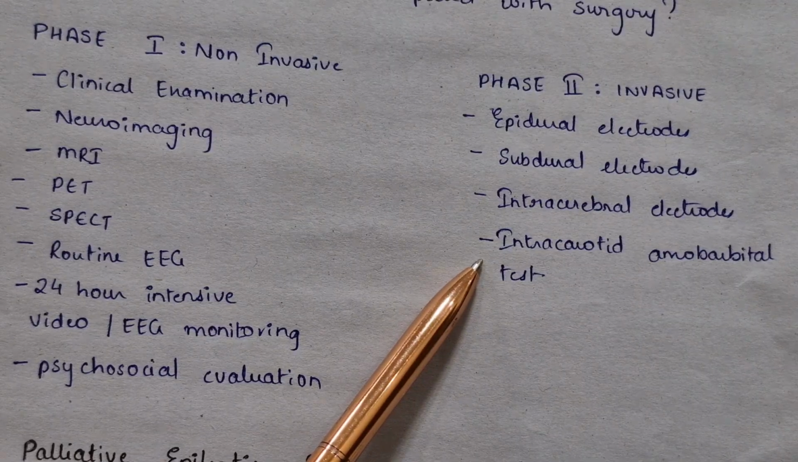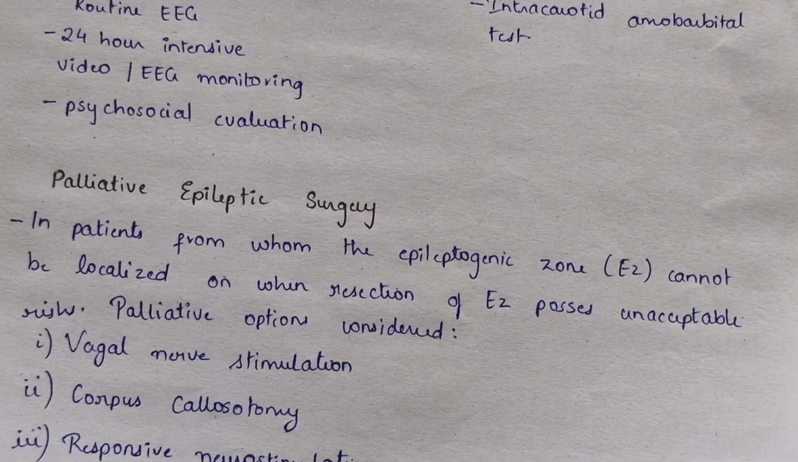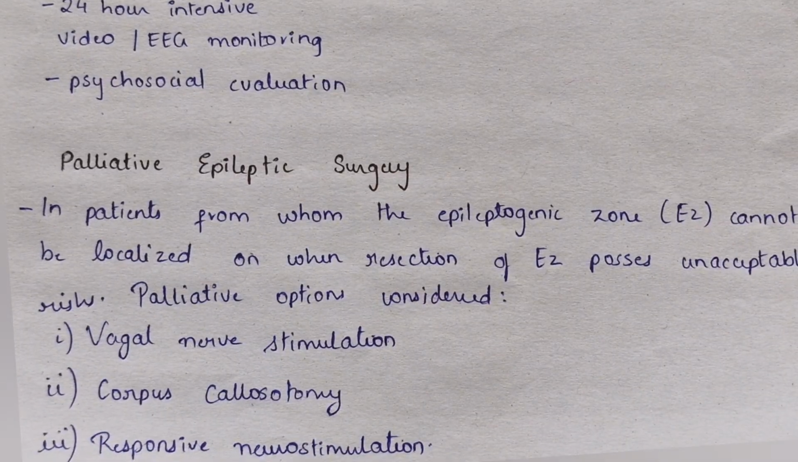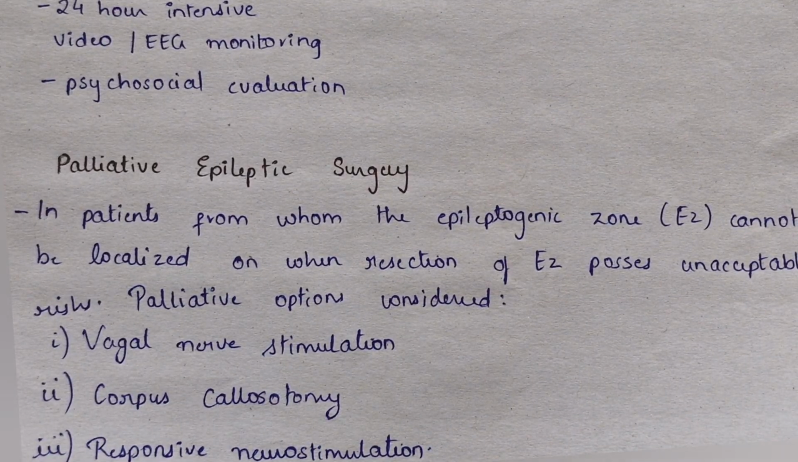Palliative epileptic surgery. In patients in whom the epileptogenic zone cannot be localized, or when resection of the epileptogenic zone poses unacceptable risk, palliative options are considered. These include vagal nerve stimulation, corpus callosotomy, and responsive neurostimulation.